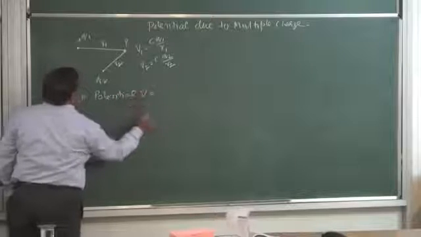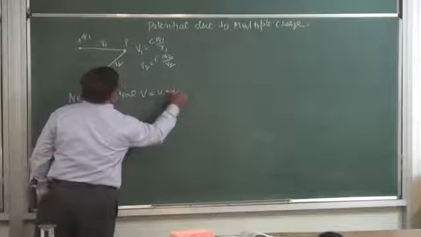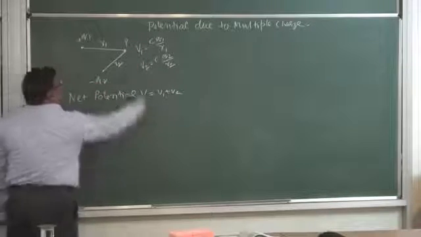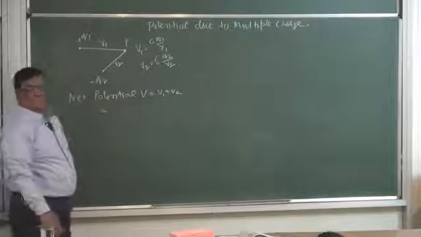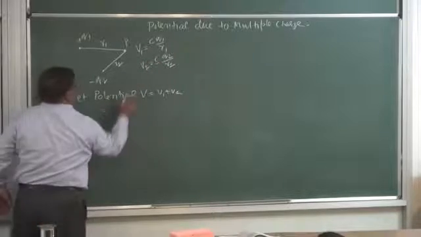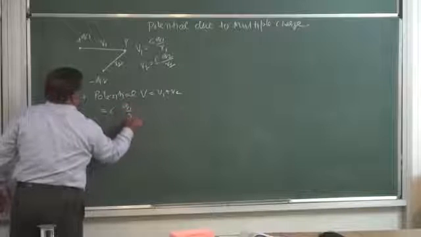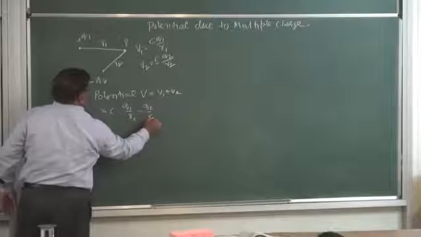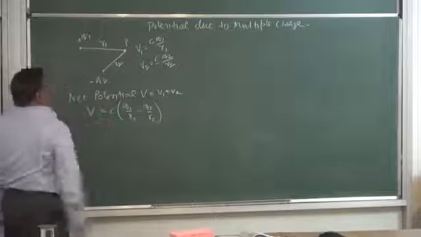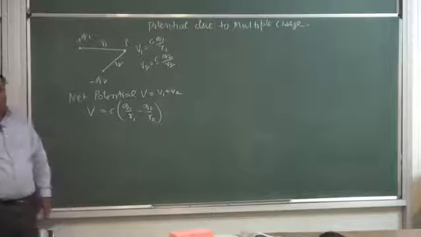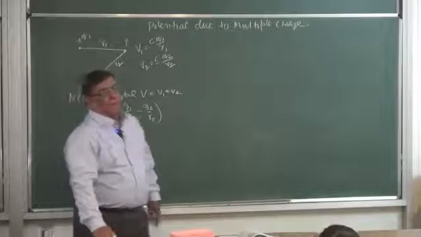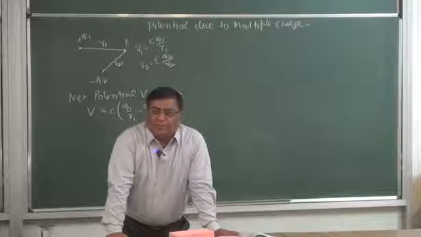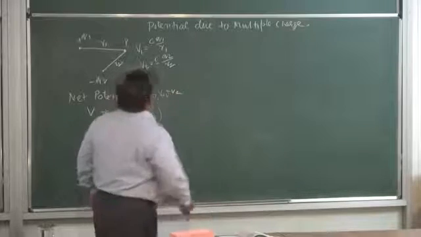Net potential V is equal to V1 plus V2. Suppose this is minus, then we will put minus here, and V1 is equal to Q1 upon R1, V2 is equal to minus Q2 upon R2. Right? So write it down. The potential at a point due to multiple charges. I will write it here.